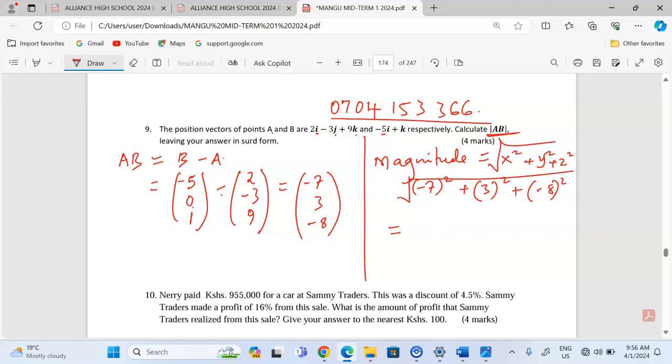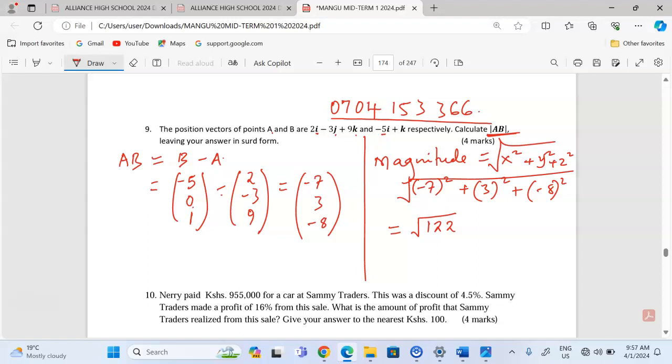Sorry, when I square 7 squared, then I add 3 squared, then I add 8 squared, I'm going to have 122. So the square root of 122. It's already in surd form, but it's good to leave it in the most simplified form.